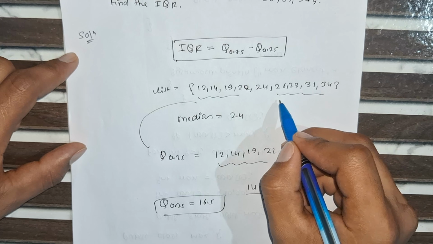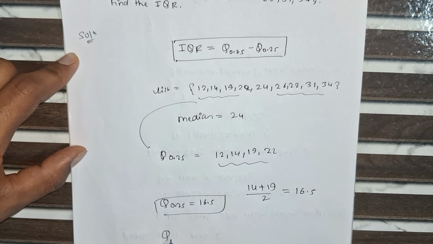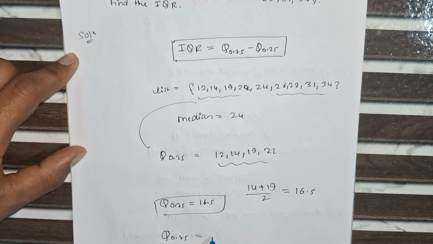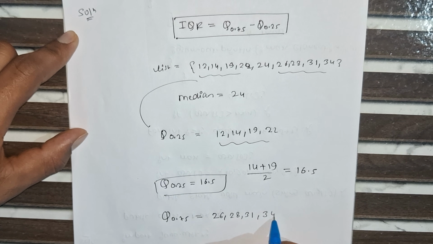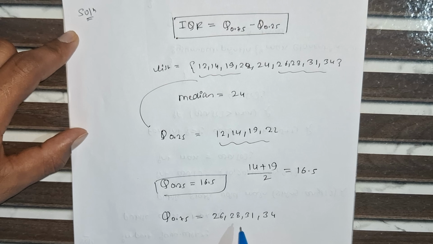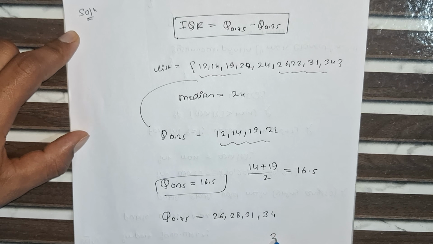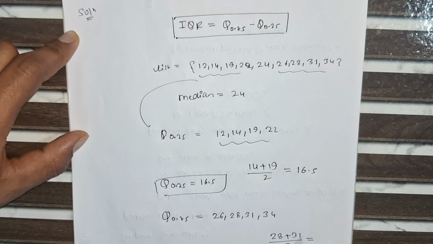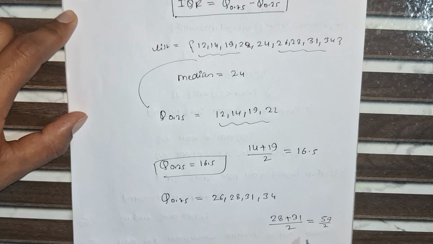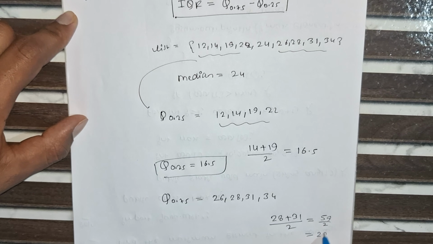Now for the third quartile, which is Q 0.75, the list is 26, 28, 31 and 34. So how can we find the median for this, which is nothing but the average of the 7th element and 8th element, which is 28 plus 31 divided by 2. When you solve it, it becomes 59 divided by 2, which equals 29.5.